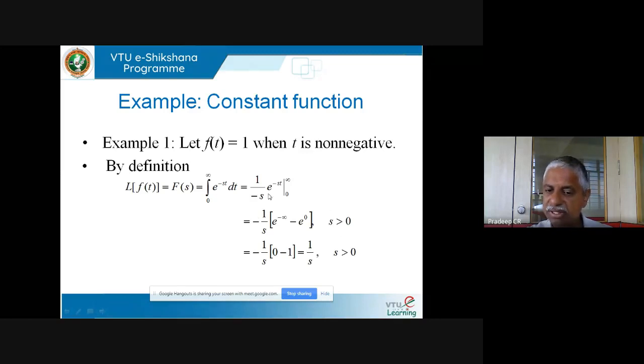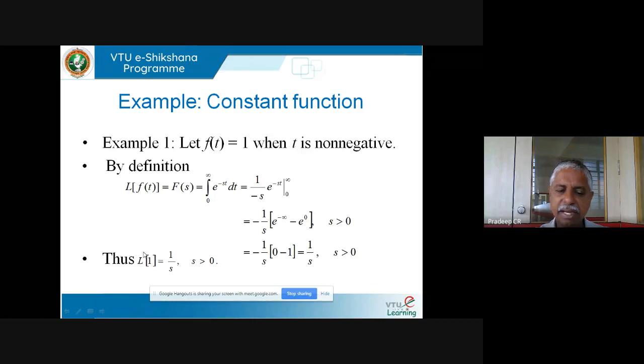If s is negative, this integral doesn't even make sense. I mean, rather this limit doesn't make sense because e power infinity becomes an improper kind of thing. This will keep coming regularly in Laplace transform, but we will mostly ignore it. If you are mathematics students, I would have spent more time splitting hair here, but I will not bother too much about it. The upshot of this is you need to know that Laplace of this constant function 1 is 1 by s. That is the important thing for you.